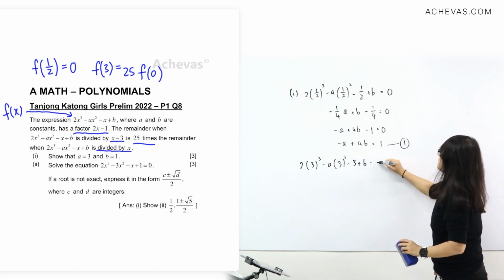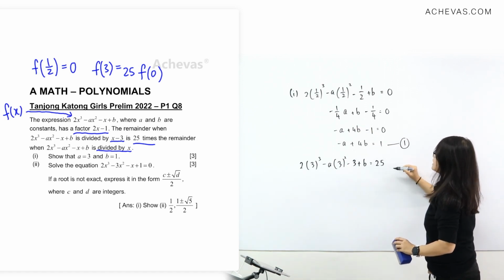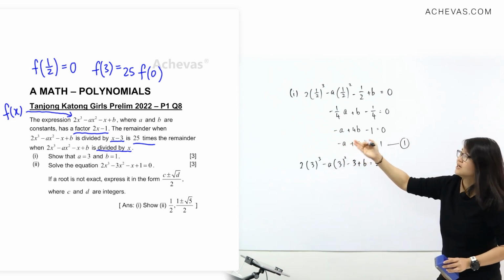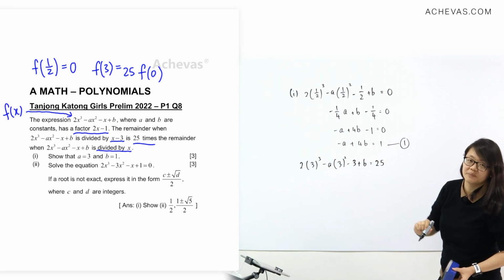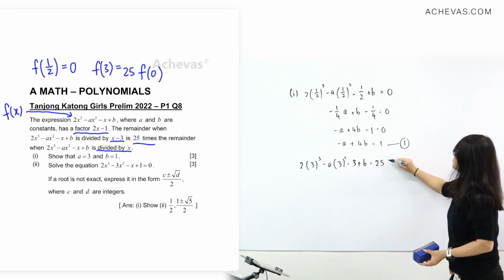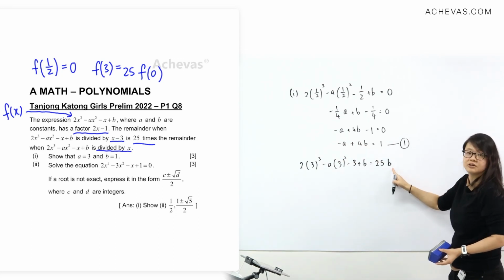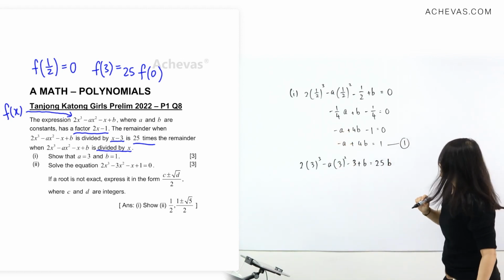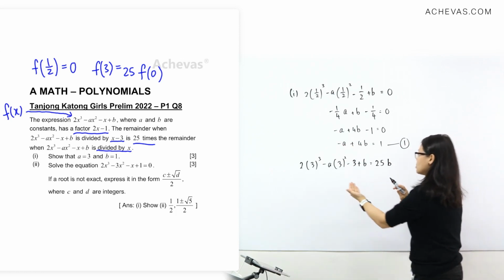Equals 25 times. Now let me substitute 0 into the function. You can see that whatever contains x is going to be 0, so what I'm left with is only b on the right hand side. I'm substituting 0 into the expression over there. Now let me simplify this one over here.